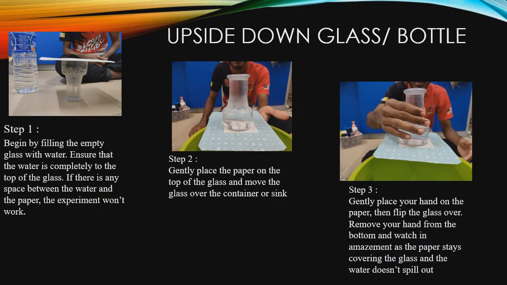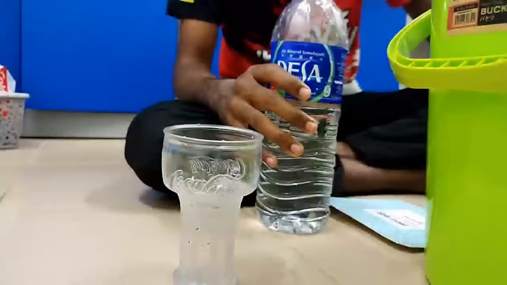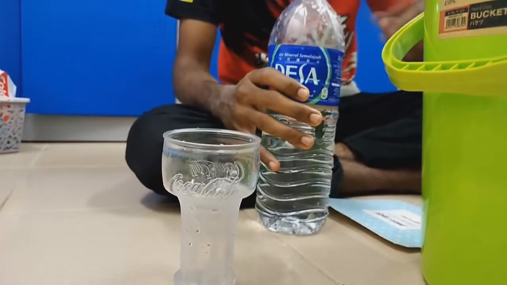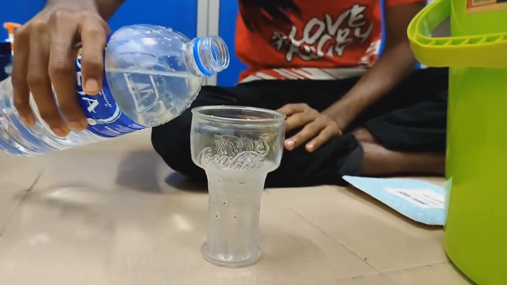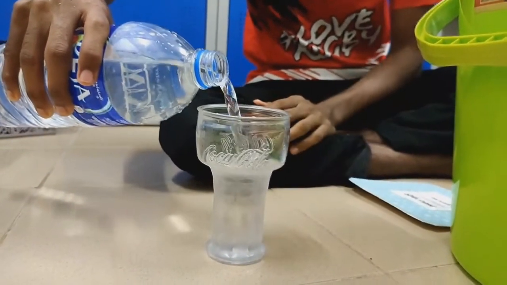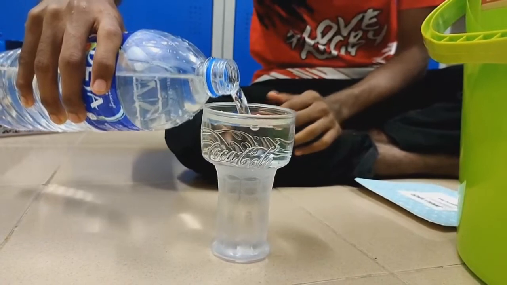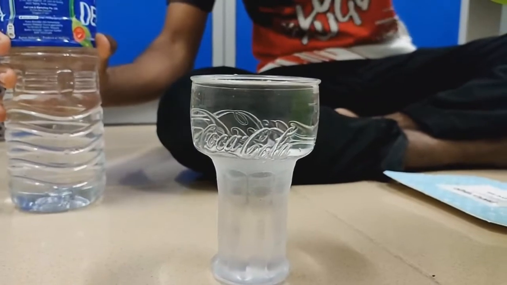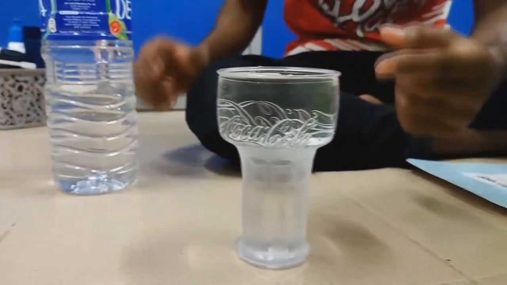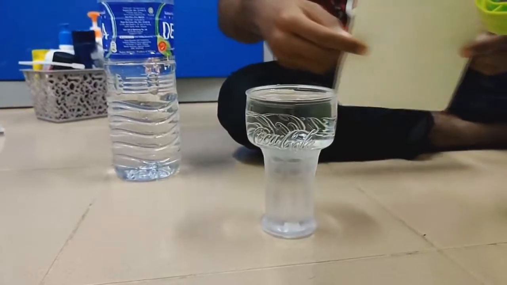This is the step on how to do the upside down glass or bottle experiment. Before we go further to the explanation of the experiment, let's take a look at the demonstration on how to do the experiment. For the first step, we begin our experiment by pouring some water inside a glass. Ensure that the glass is fully filled with water. Here you can see that the glass is full of water.